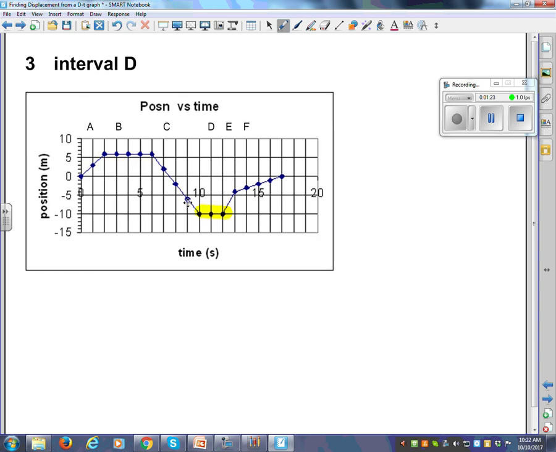There's another one where it stopped. When the slope is negative, what does that mean? The object is moving to the left. When it's positive, it's moving to the right.